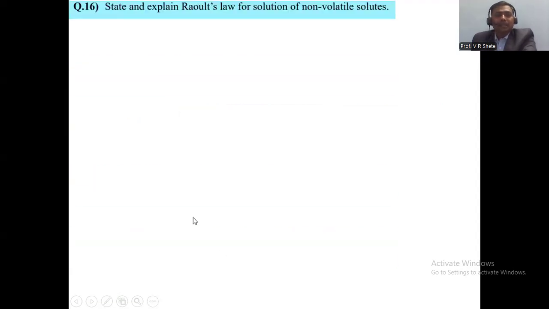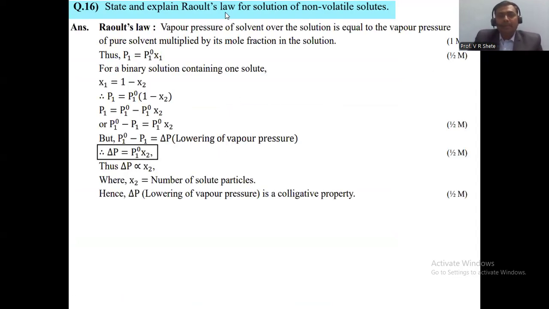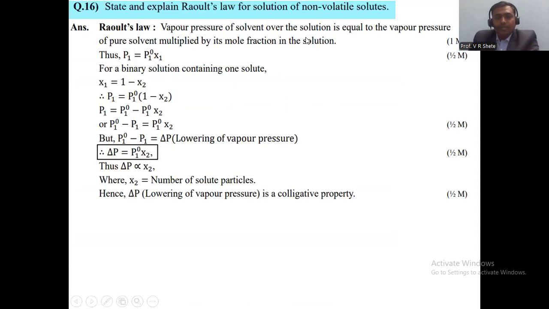Next question. Explain Raoult's law for the solution of a non-volatile solute. This is a very common question for 3 marks, and they will ask it in the question paper. Raoult's law: the vapor pressure of a solvent over the solution is equal to the vapor pressure of the pure solvent multiplied by its mole fraction. This is called Raoult's law.